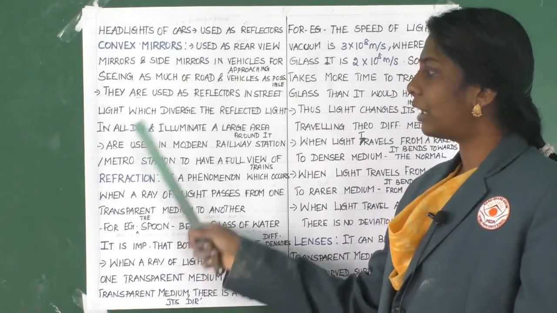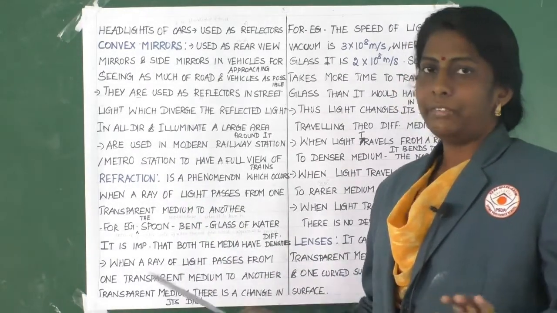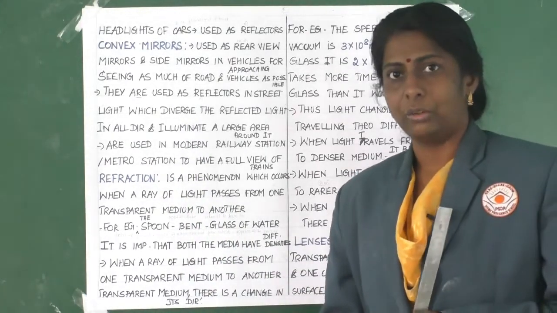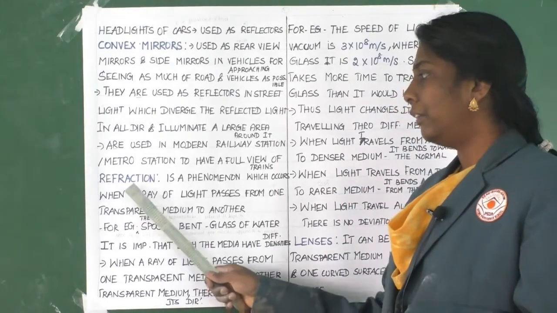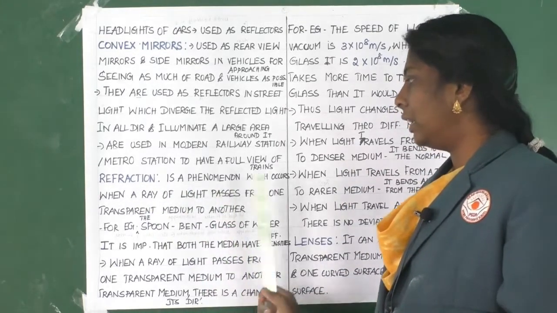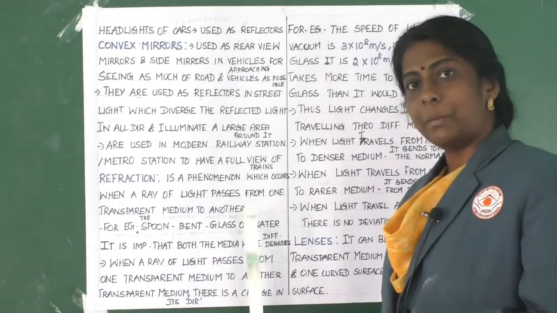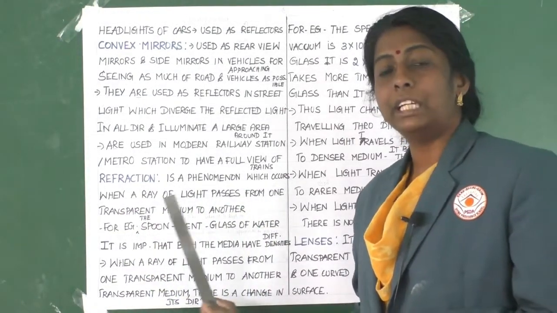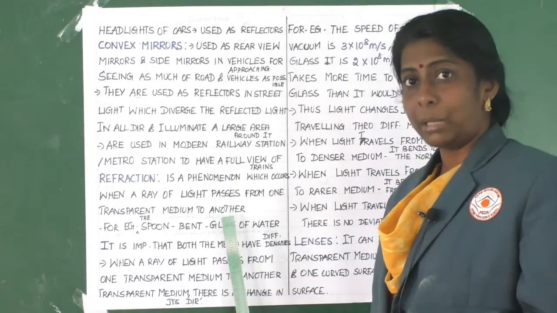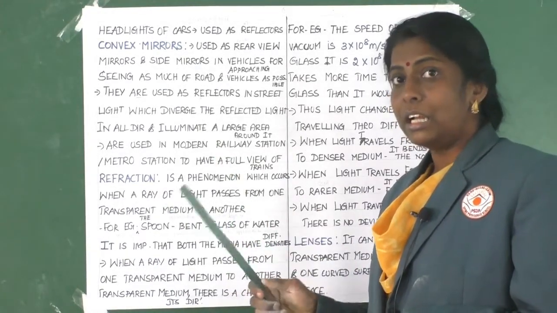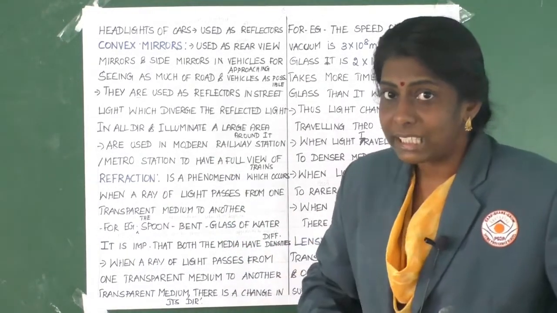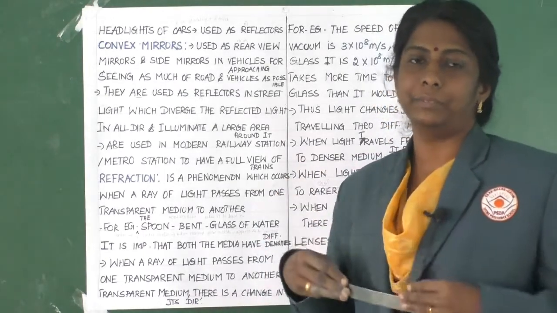Clear? Next thing is about refraction. What do you mean by refraction? Refraction is a phenomenon which occurs when a ray of light passes from one transparent medium to another. What happens here? A ray of light passes from one transparent medium to another.